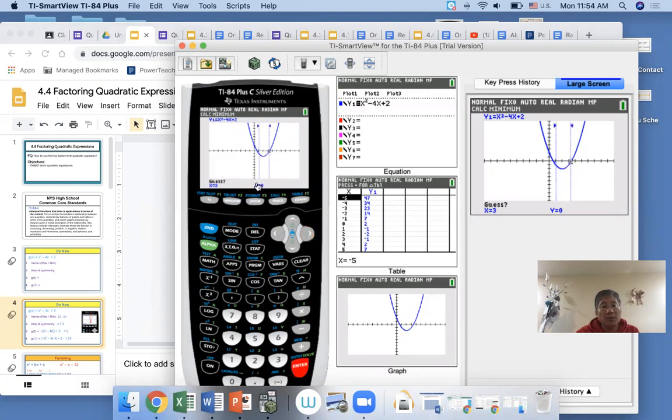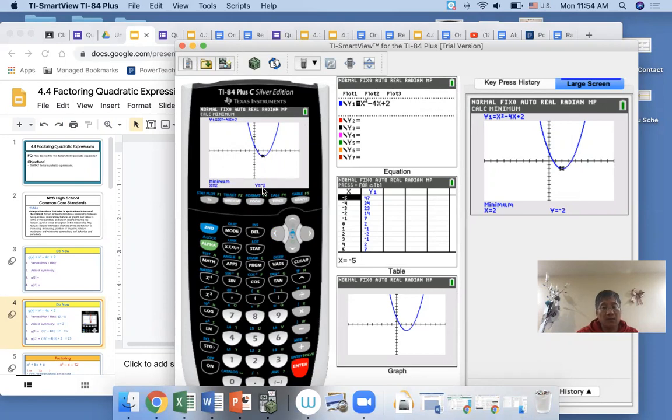You see the left bound and the right bound. Guess means not the answer yet. So you should press enter one more time here. Then it will give you the answer. The calculator will calculate all the y values from here to here and find the minimum y value. That's the vertex, I mean the minimum. So enter. See, your cursor moves to the vertex and gives you the minimum.